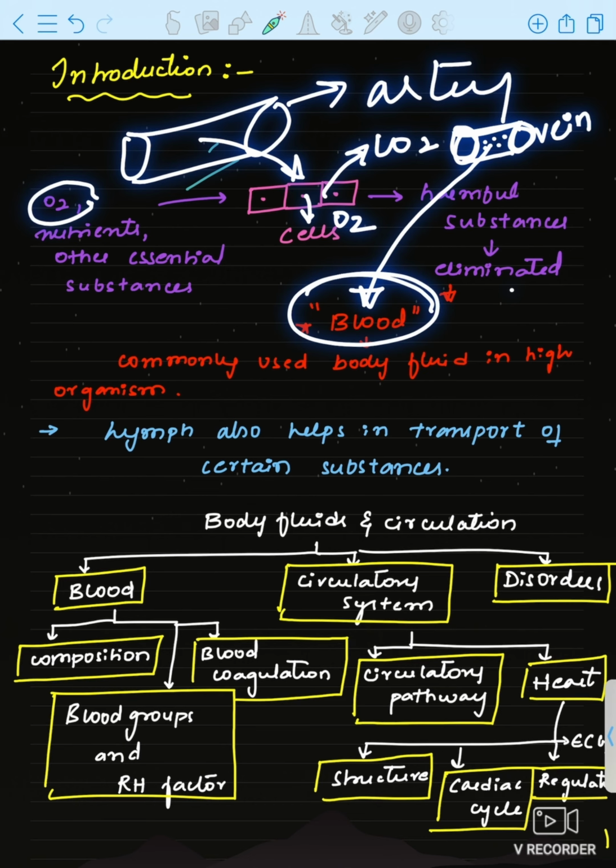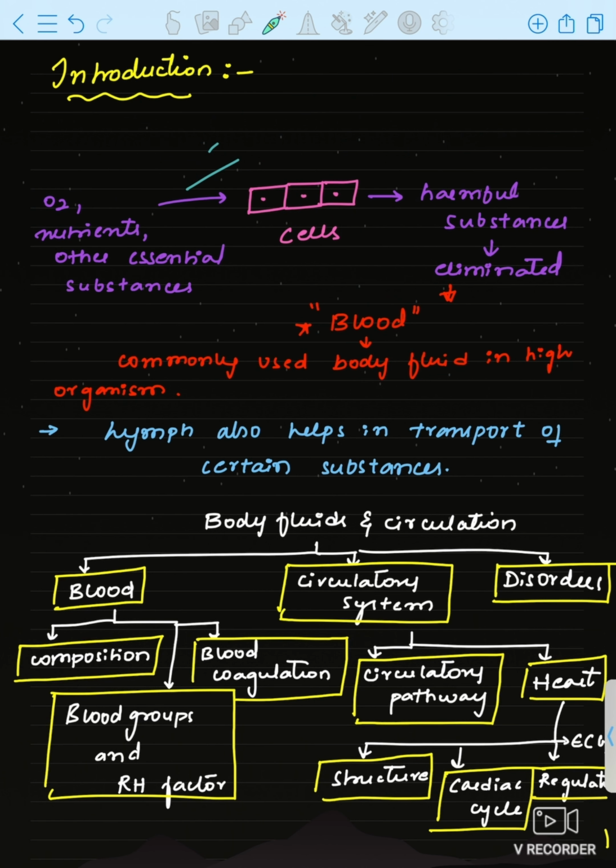This blood is the commonly used body fluid in higher organisms through which circulation will occur, and all the essential oxygen and nutrients will be supplied to the cells and harmful substances will be eliminated. Not only blood is commonly used, but lymph will also help in transport of certain substances. So this is the introduction.